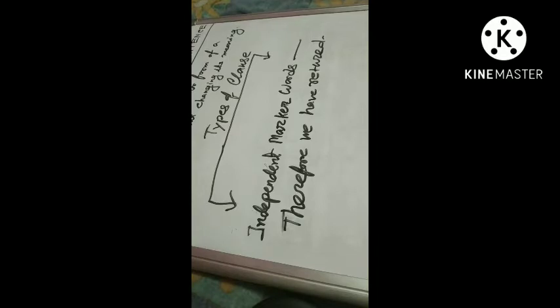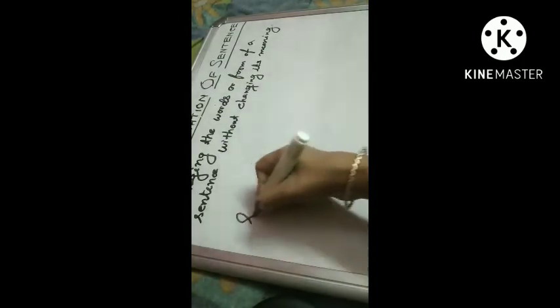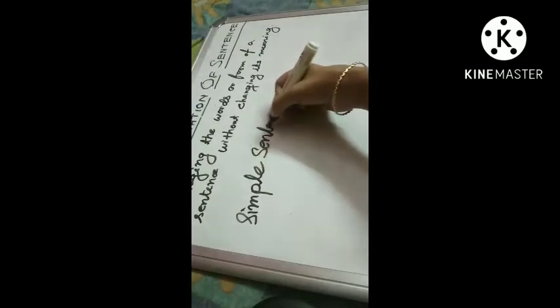Okay, now we have to return to our main discussion today. That one is sentence types, how to convert sentences. So first of all we have to know the types of sentences. One is simple sentence, another one is compound sentence, and the third one is complex sentence. So we have to know first what is a simple sentence.